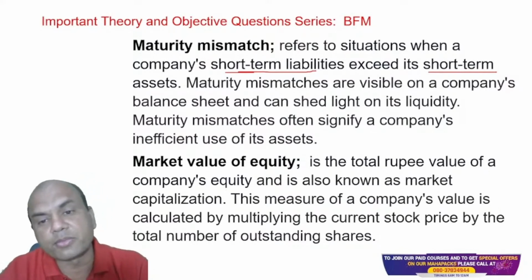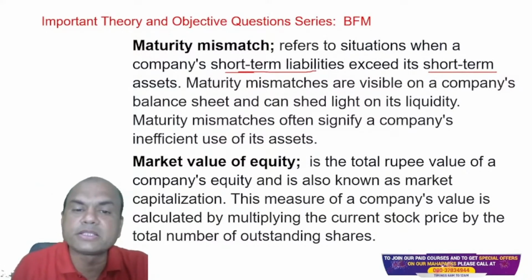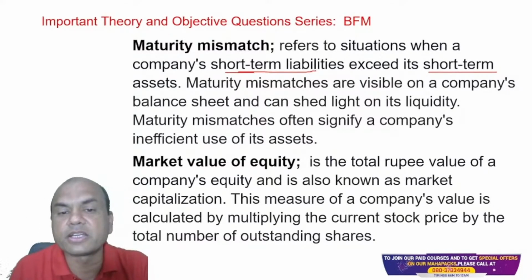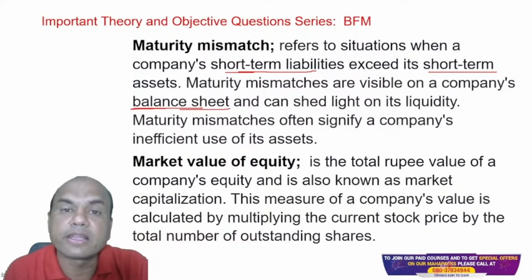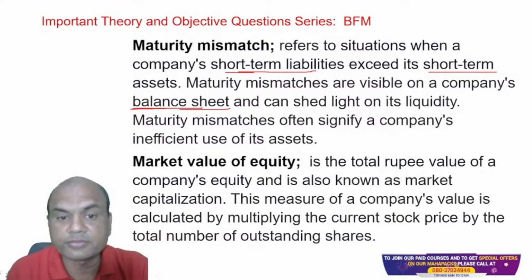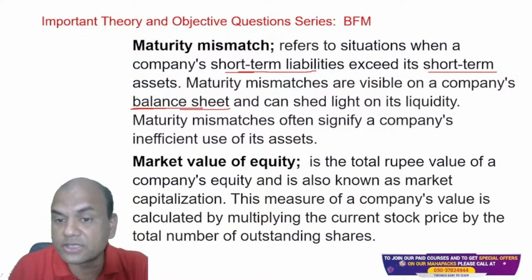Maturity mismatches are visible on the company's balance sheet and can shed light on its liquidity. So immediately if there is a maturity mismatch, it will be shown in the company's balance sheet. Why? Because the interest difference will immediately be displayed. After all, you can't hide anything from the balance sheet. Maturity mismatches often signify a company's inefficient use of its assets, isn't it?